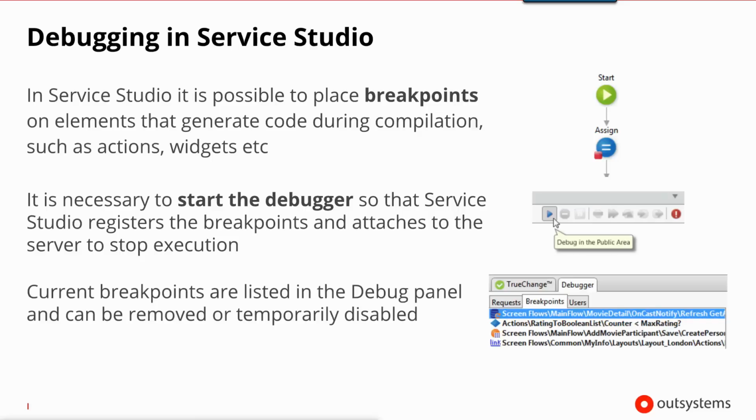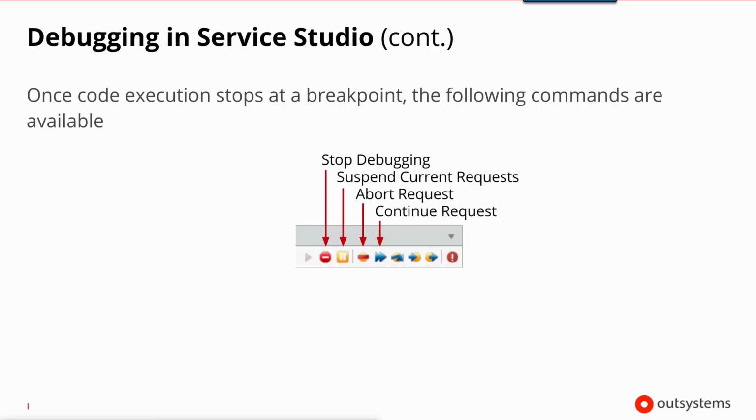At any time, at the very bottom of your Service Studio, you have the debugger panel. And over there you can see what breakpoints you have in your current module and you can navigate to them. On the right-hand side of the debugger panel, you have several buttons that allow you to carry out the several debugger-related actions. Things like stepping into, stepping out, and breaking on errors.